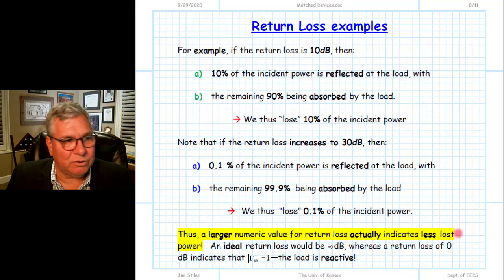So this is counterintuitive when you think about it. Loss sounds bad, and it is bad. We want less loss, not more.